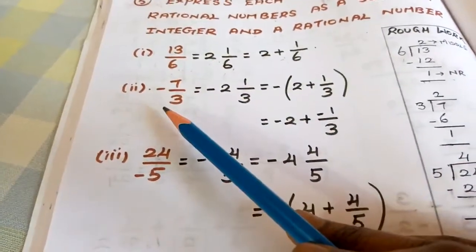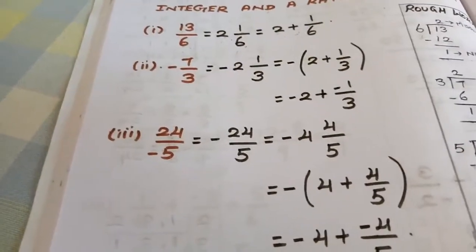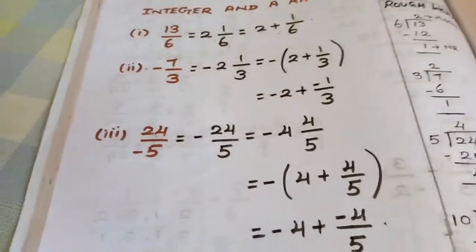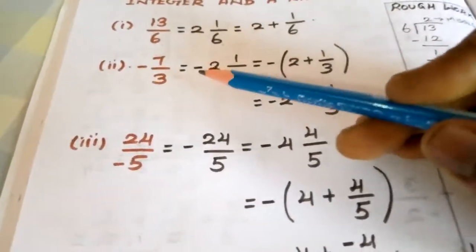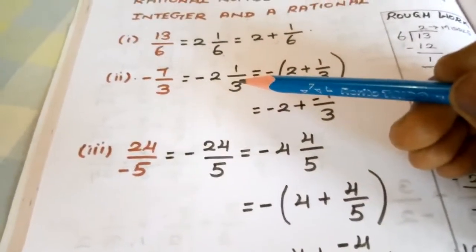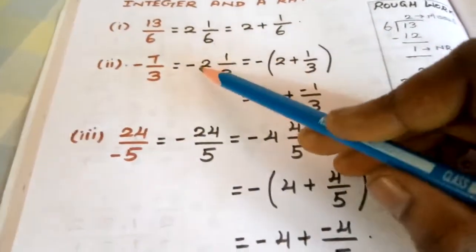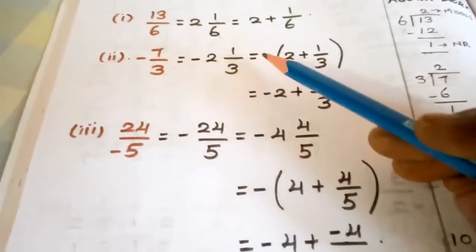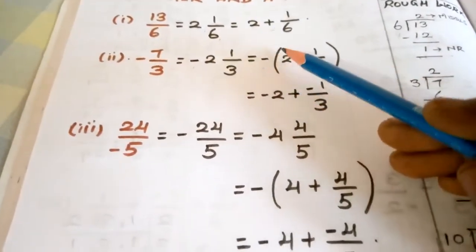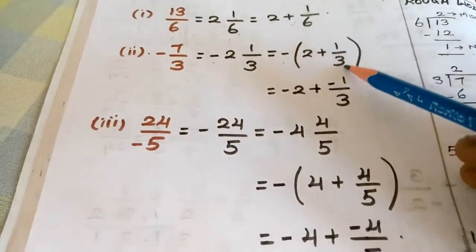And if you see the second question, minus 7 by 3. If it is positive, you are not going to have any problem. Negative means you have to be a little bit careful. You are going to divide the value. After dividing, you are going to convert this into a mixed fraction, minus 2 1 by 3. This negative sign, you are going to write it outside here, students. After writing outside, I am going to write this as 2 plus 1 by 3.